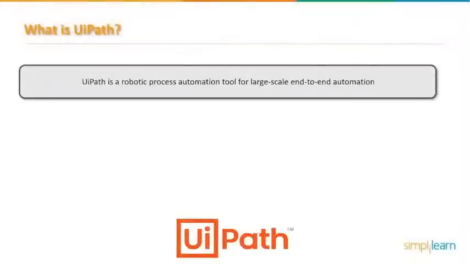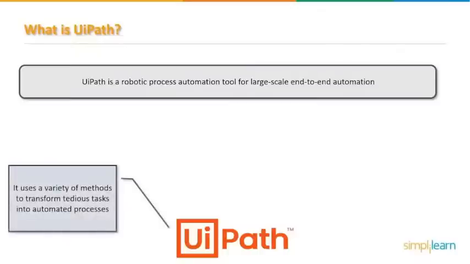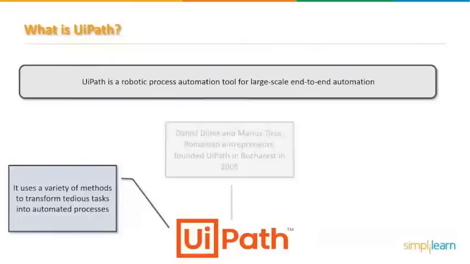UiPath is a robotic process automation tool for large-scale end-to-end automation. For an accelerated business change, it provides solutions for business to automate routine office activities. It uses a variety of methods to transform tedious tasks into automated processes.